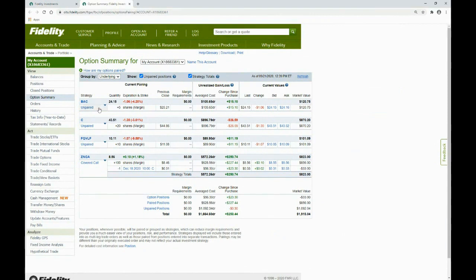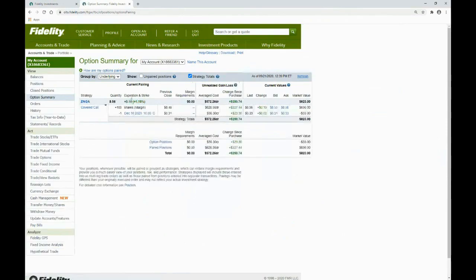Do we want to include these unpaired positions like this Bank of America, which only entails 5 shares that are owned in this test account? Or would we prefer instead to see only those trades which include options? By unchecking the box, we see that the several that were unpaired are gone, and now we're looking exclusively at a Zynga covered call trade, in which we own 100 shares of the stock and have a covered call sold against it, specifically a December 18th call with a 10 strike price.